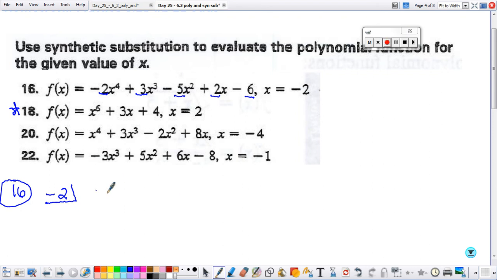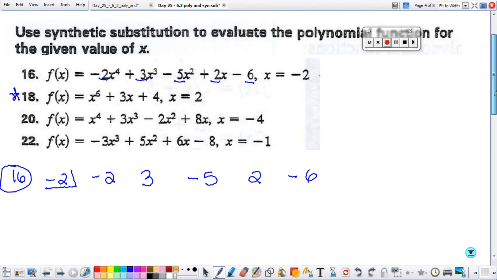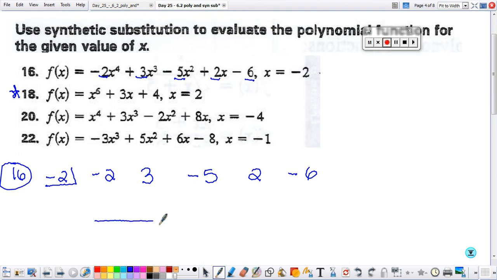So what I'm going to do is list the coefficients along here in a line. That's negative 2, 3, negative 5, 2, and negative 6. And then I'm going to draw a line after I leave some space. So leave a space here. We're going to write some numbers on this row. So here's how synthetic substitution works.